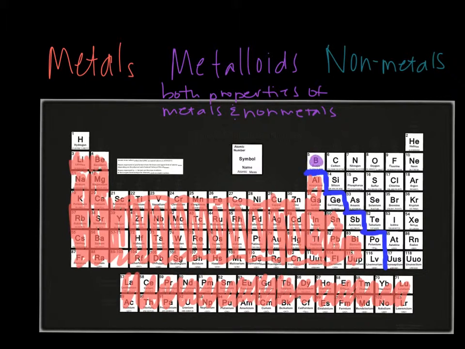So boron and silicon, germanium, arsenic, antimony, tellurium, polonium, astatine. These guys down here are new, but I'm assuming that they're probably metalloidish too, even though they don't stick around for very long. They're too heavy.